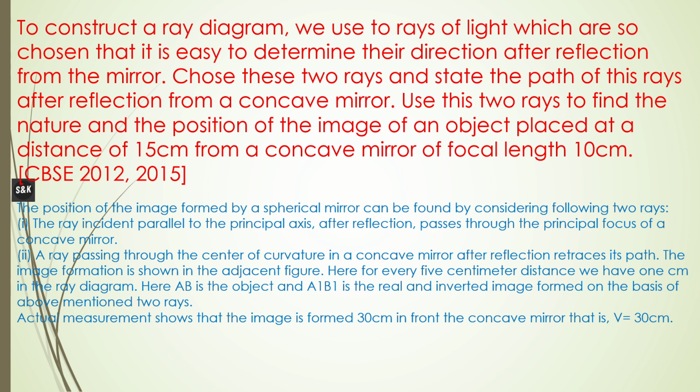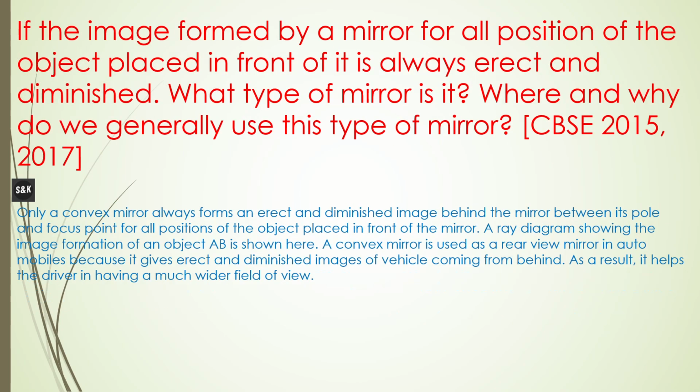Here, for every 5 centimeter distance, we have 1 centimeter in the ray diagram. Here AB is the object and A1B1 is the real and inverted image formed on the basis of the above mentioned two rays. Actual measurement shows that the image is formed 30 centimeter in front of the concave mirror, that is, v equals 30.